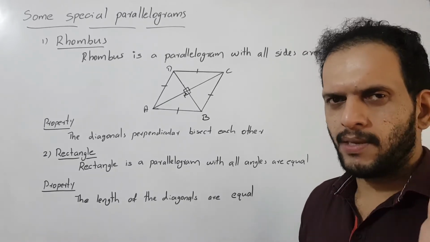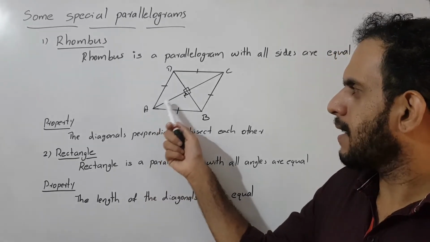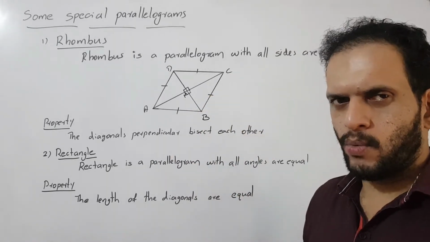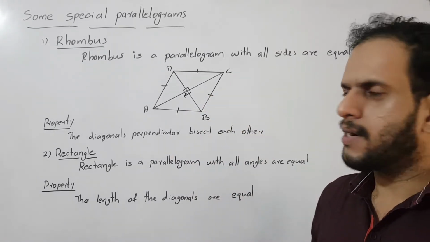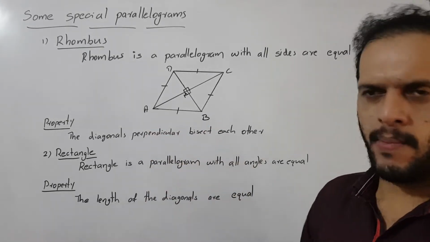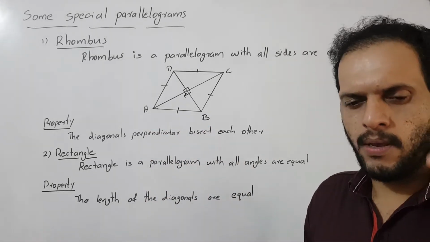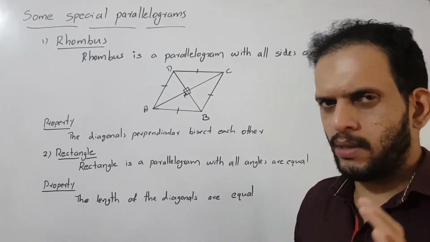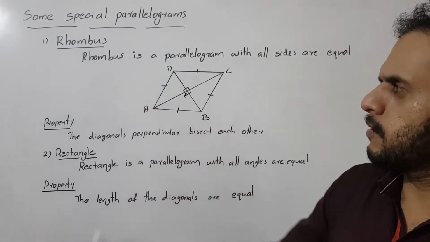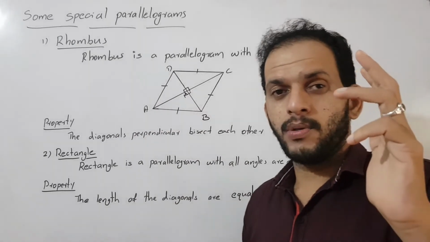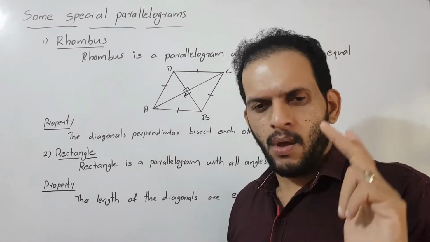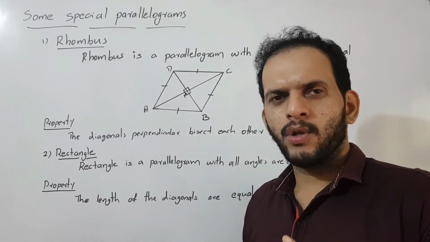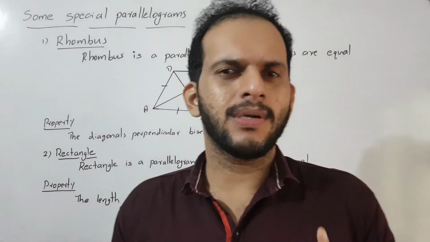Then the second one, opposite angles are equal, and adjacent angles are supplementary. All sides are equal, that is included in the definition. Then opposite angles are equal, adjacent angles are supplementary. Then the fourth one we studied is based on diagonals.